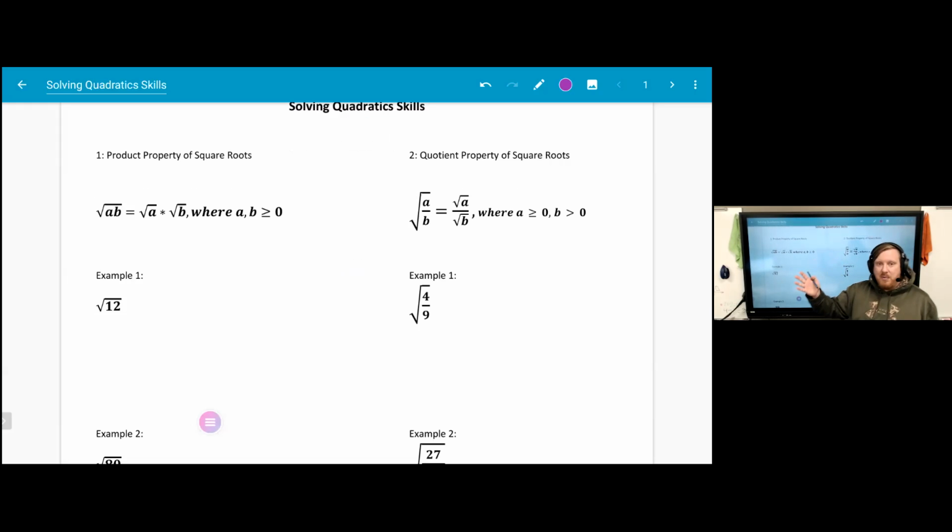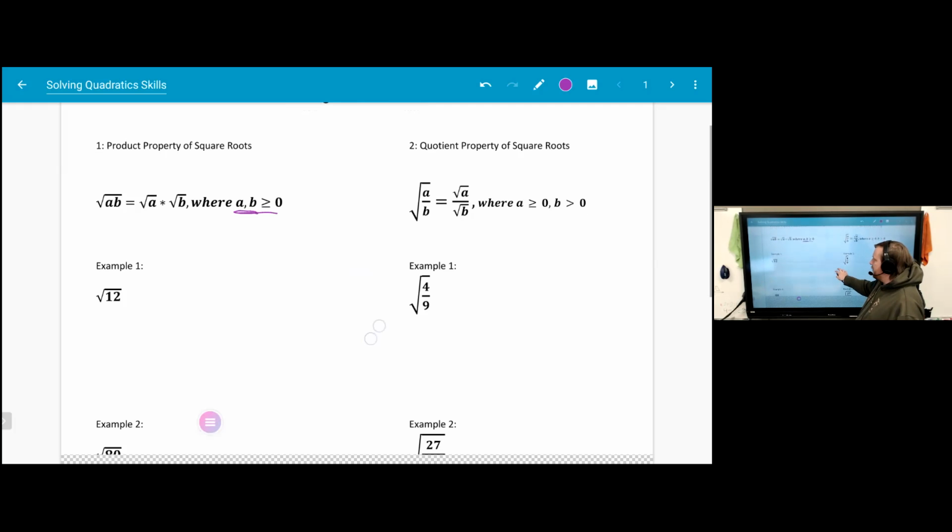Product, obviously, product is multiplication. So if we've got the square root of two numbers that are multiplied, the square root of a times b, this could also be the square root of a times the square root of b. Also, a big key in here, they have to be greater than or equal to 0. We do not want to use negative numbers for this property, okay? And let's see what this means.